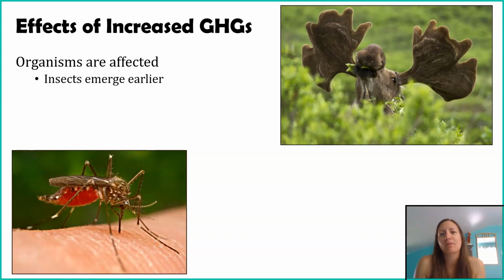Now, we as humans might rely on moose meat, but it's also just an indicator to us that something's happening. If moose can get covered in ticks, what about the implications for humans, for people that are hiking, for the spread of Lyme disease? So it's kind of an alert, like, hey, something's going on here.